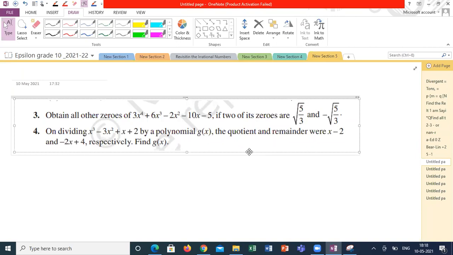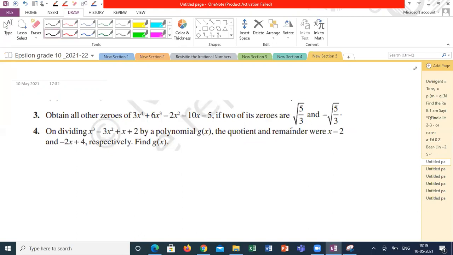Guys, how to do question number 3? Like your example questions, what did we do in the beginning? They gave the two zeros. First, identify the polynomial using these two zeros. They gave two zeros, meaning obtain all other zeros. They gave the biquadratic equation.